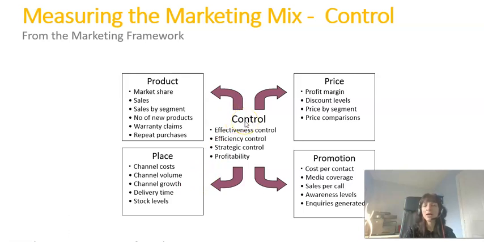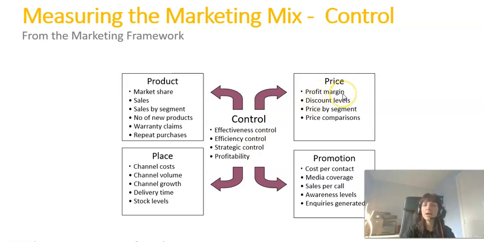So we're looking at how effective we are. Are we doing the right things and how well are we doing them, how efficient are we? Strategically, are we achieving our strategic goals? And are we really making money? So not just sales, are we making profit? Because we could be doing really well on sales, but actually losing money as a whole, in which case maybe we need more cash cows in our business and less stars or less question marks that are costing us money.